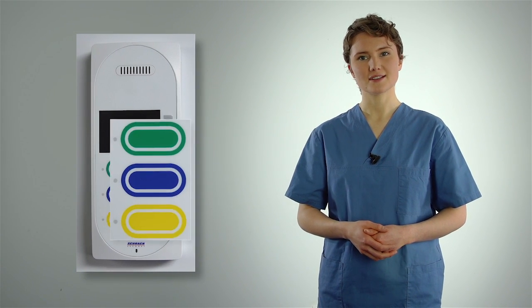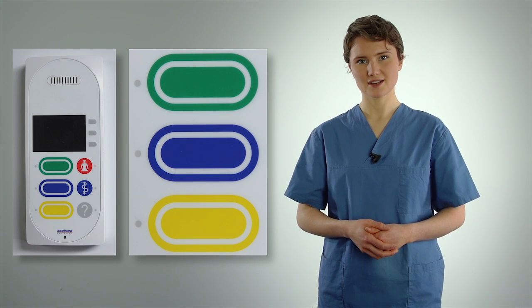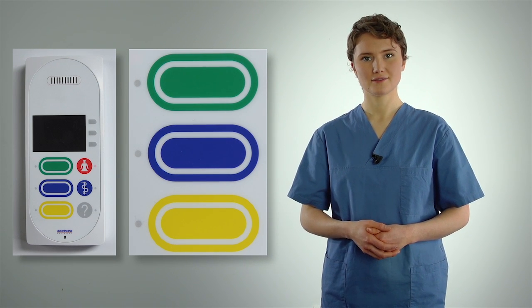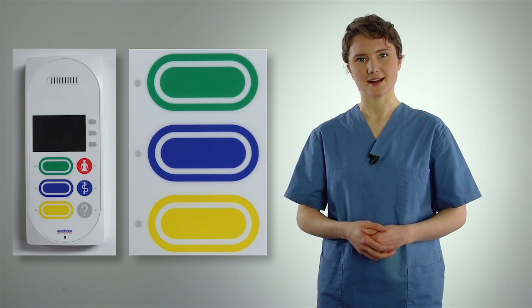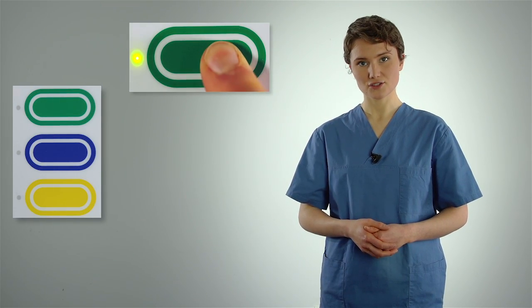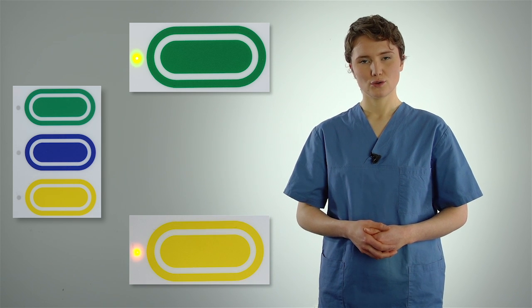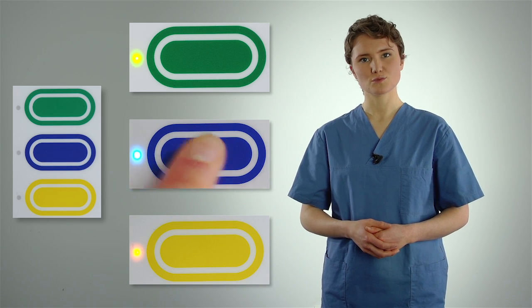Next, I'm going to run through all the functions of the communications terminal. The presence buttons on the left side allow different staff members to set their presence. When a presence is set, all calls in the respective room are reset. The green button is used to set the presence of nursing staff, the yellow button for service employees, and the blue button for doctors.